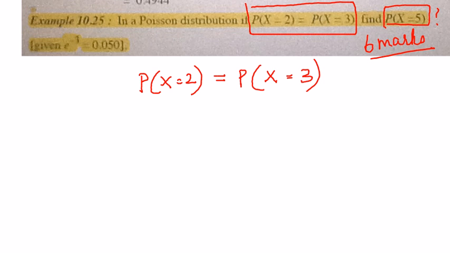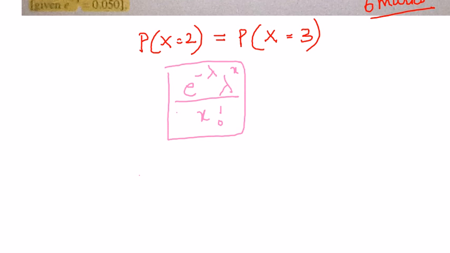As always, before we start, let's write the probability distribution function in a Poisson distribution. So it is going to be e power minus lambda, lambda power x by x factorial, right? This is the formula. Now you substitute P of x equal to 2 and P of x equal to 3 in this formula. Shall we do that? So it is going to be e power minus lambda, lambda power 2, because x is 2, by 2 factorial is equal to e power minus lambda, lambda power 3 by 3 factorial.